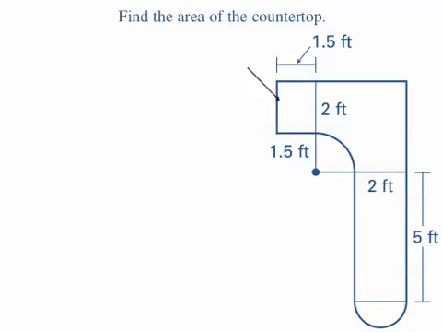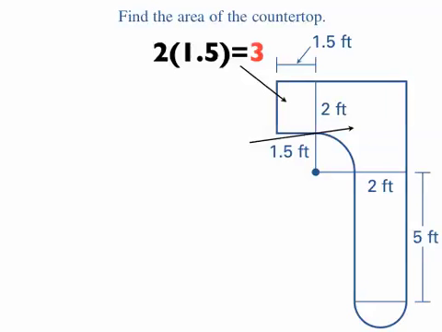Let's find the area of this rectangle first. Notice it is 1.5 feet wide and 2 feet tall. So to find the area of a rectangle, you just multiply base times height, length times width. In this case, it's going to be 2 times 1.5, which is 3. So the area of this rectangle is 3.